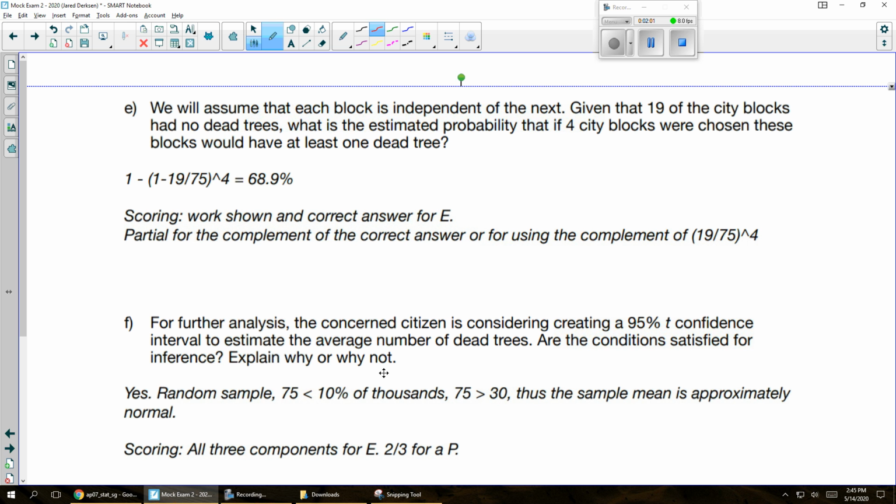Letter E, this one was not correct. You'll recall this part was not here. So this answer is, I think it was 0.996. And they gave full credit with work for an essentially correct, partially correct if you recognize there was a complement going on here, but you didn't get it right for some reason.